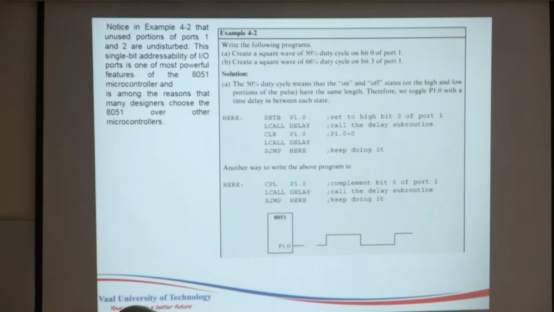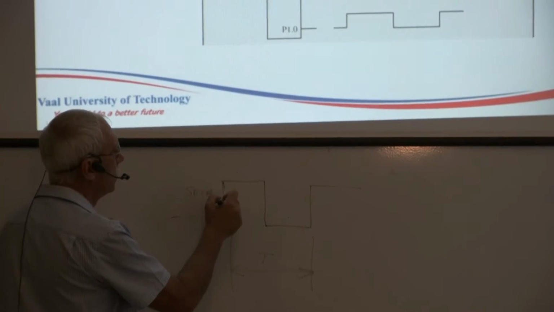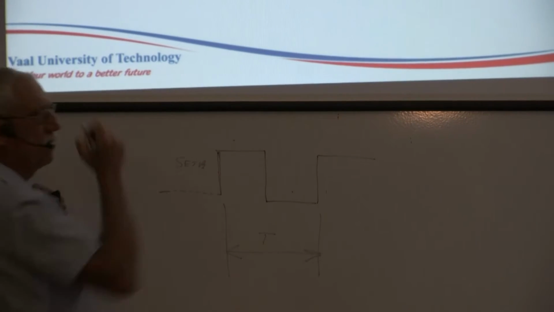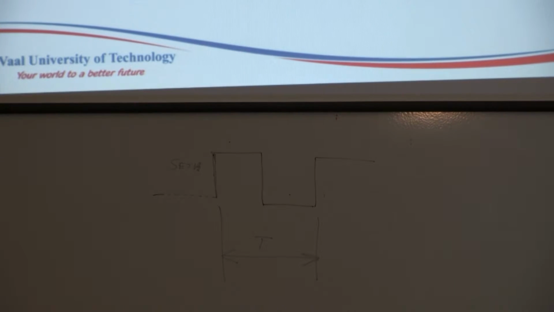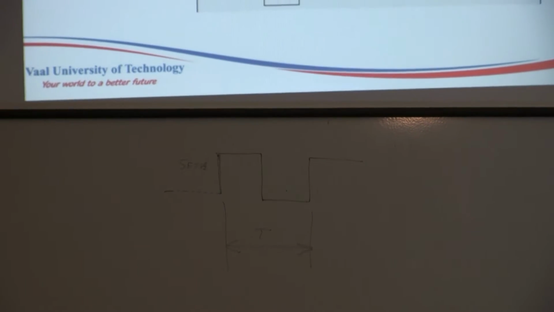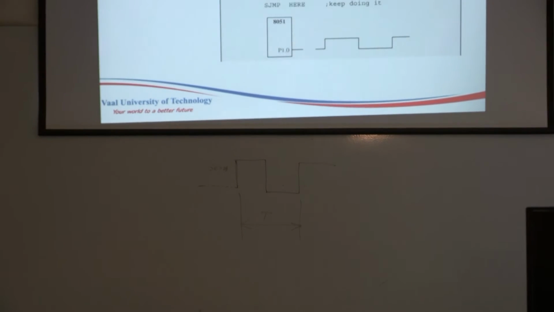So now it goes to a 1. This is my set B instruction, which will take it to a 1. Then, how long is it going to be on? I call a delay. Now that's a delay, let's say, of a half second, what you've written, subroutine. And I call the delay.